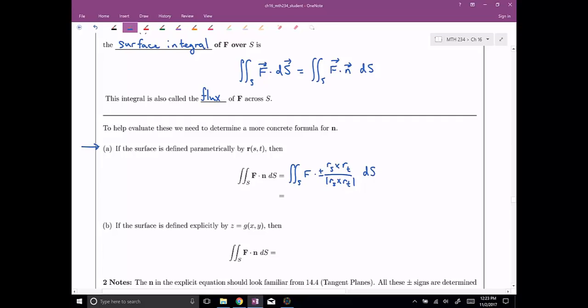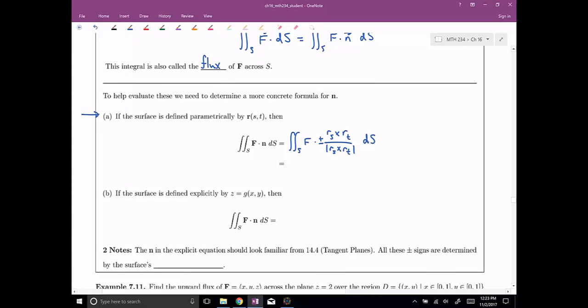We can reduce this down because we actually know this dS has one of these magnitudes of r sub s cross r sub t. And so this is just going to be the surface integral of f dot, and again this is going to be a plus or minus, depending on which orientation you choose, r sub s cross r sub t. And then this dS has, again, one of these magnitudes of r sub s cross r sub t. And so this is just going to be dA, or if you'd like, dy dx.